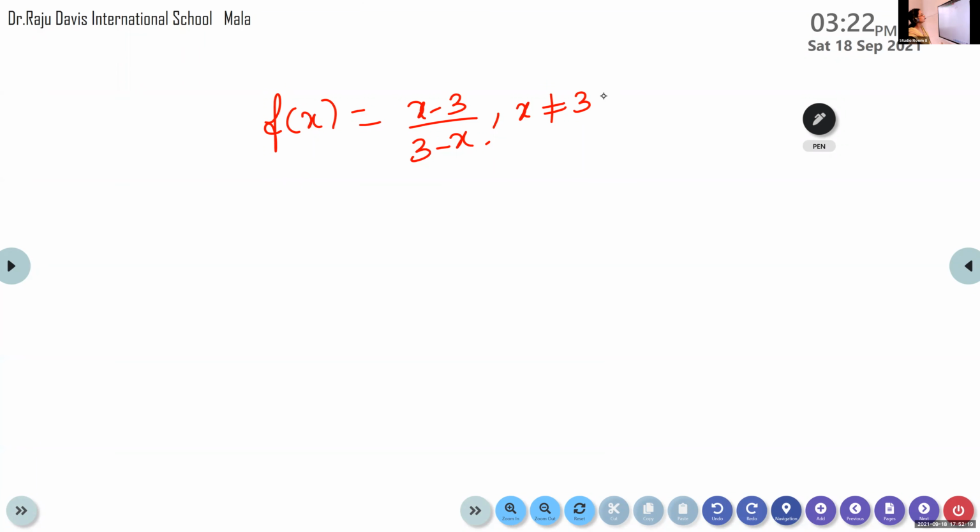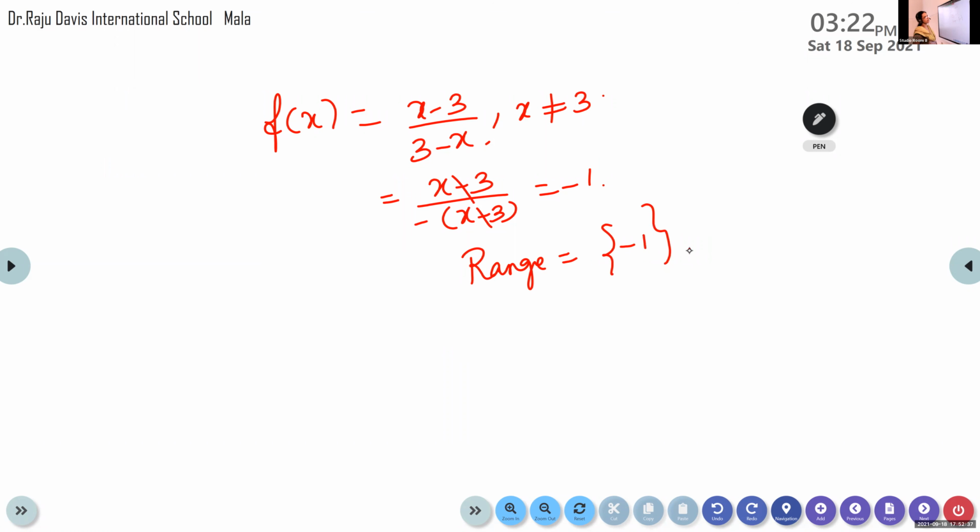What is the answer? What is the image, children? You can write it like this, isn't it? By taking minus common, it will be minus 1. So that will be the range. Range is the singleton set {-1}. Only one element will be there.